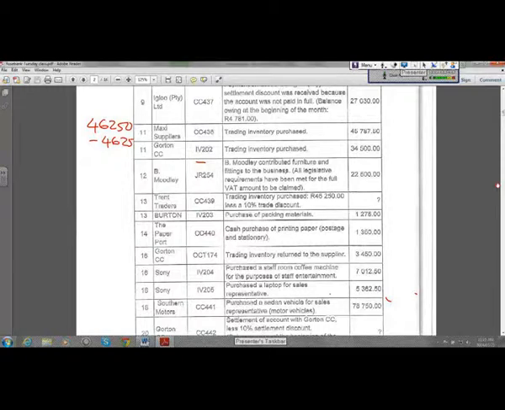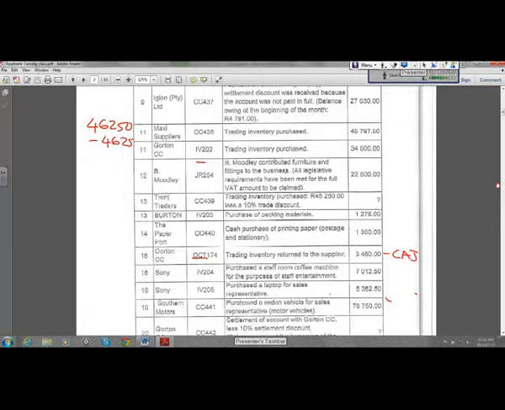So the next one here, we're using an invoice, so meaning we are dealing on credit. The trading inventory is returned to the supplier. Oh, okay, good. So on the 16th, we are returning goods to the supplier. All right, remember this original credit note, that's our source document. So I'm sure you already know where it goes. It will go to the Creditors Allowances Journal.